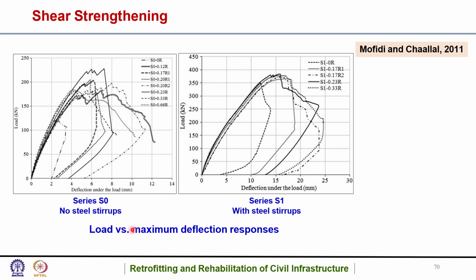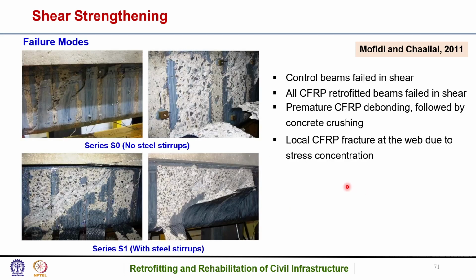So this was the result. Observation: load versus maximum deflection responses as could be seen here, with no steel stirrups and with steel stirrups. These were able to take more deflection, that is, they had more toughness. Toughness is the energy it could take per unit volume. So that was the more toughness, so this type of structure is very good for earthquakes. We'll be studying them in later classes.